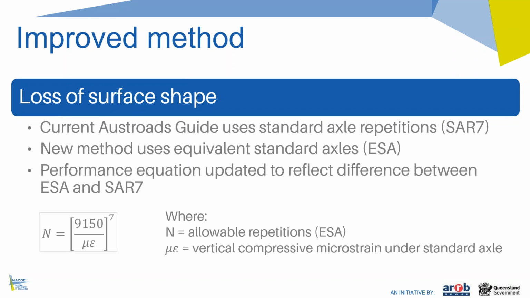That completes the assessment of the asphalt fatigue damage. The other aspect to consider is loss of surface shape, which is often called subgrade deformation. In the current Austroads procedure, the assessment of subgrade deformation is done on the basis of standard axle repetitions to the 7th power, so SAR 7.